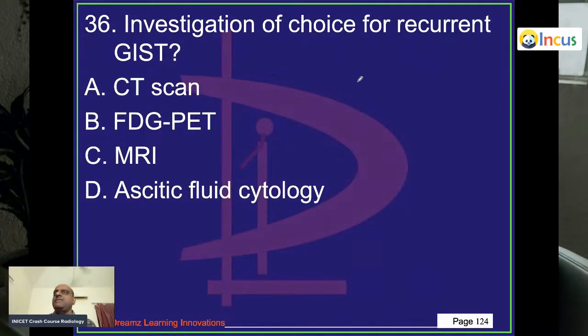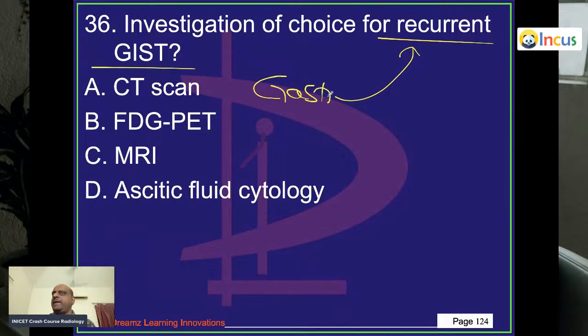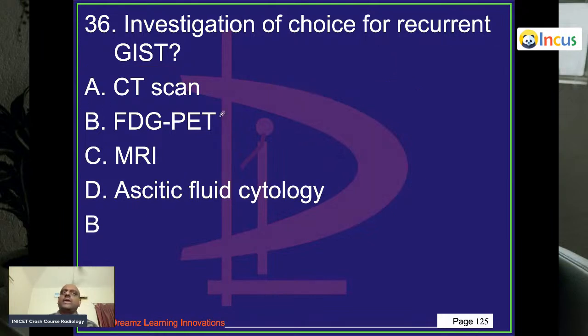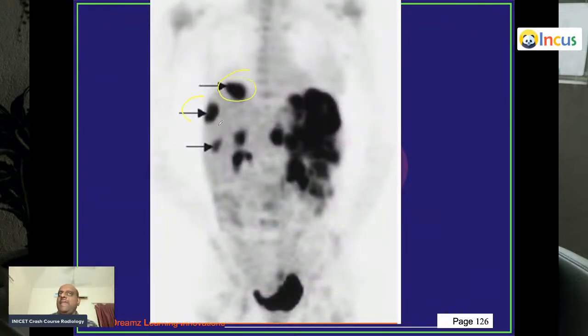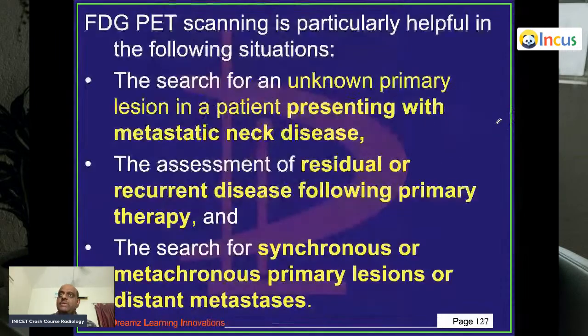So what is the investigation for a recurrent GIST? GIST is gastrointestinal stromal tumor. So it is the FDG PET scan. Fluorodeoxyglucose PET scan is the best way to make the diagnosis of the GIST tumors, is what you need to remember.